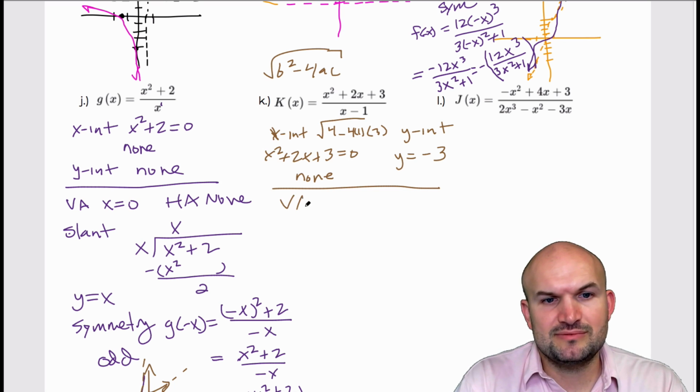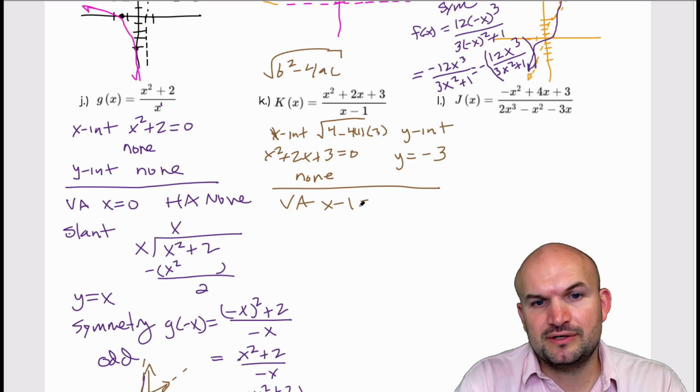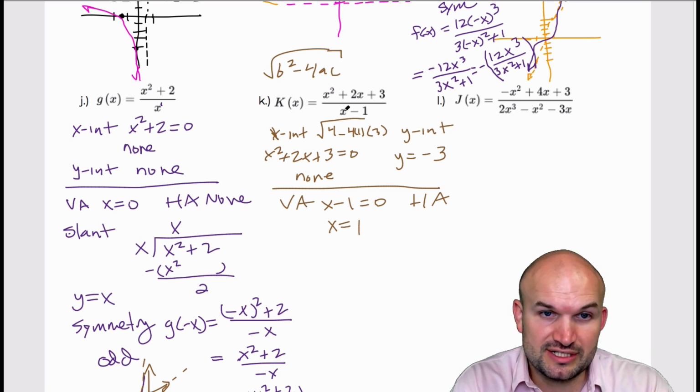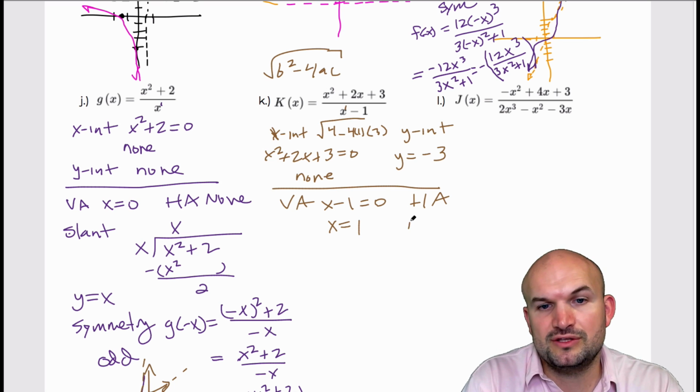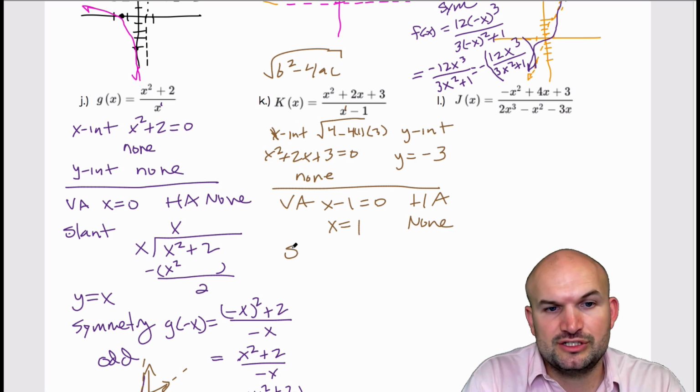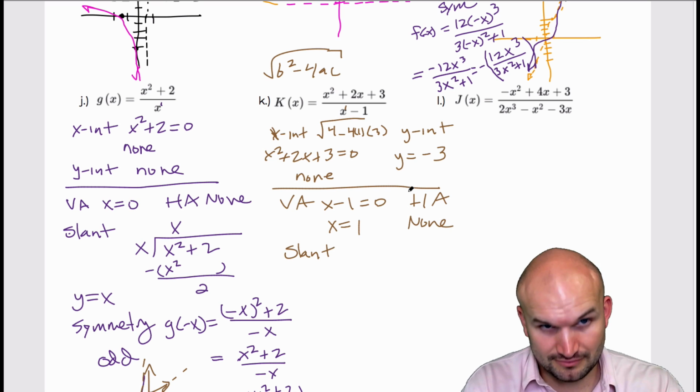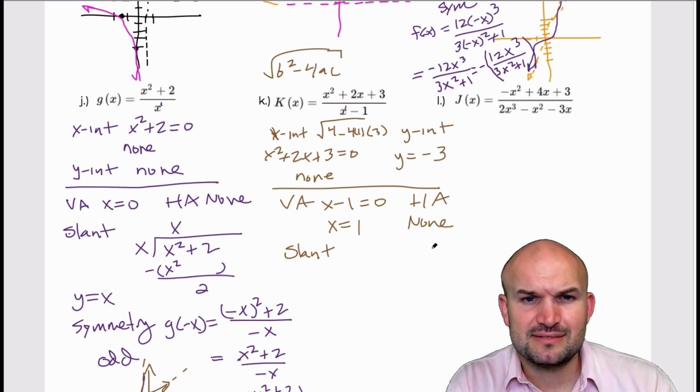All right, the vertical asymptote is the value that makes the denominator equal to 0. So that's x equals 1. For horizontal asymptotes, again, you can see that the degree in the denominator is smaller than the degree in the numerator, so therefore that's none. So now we need to check the slant asymptote.